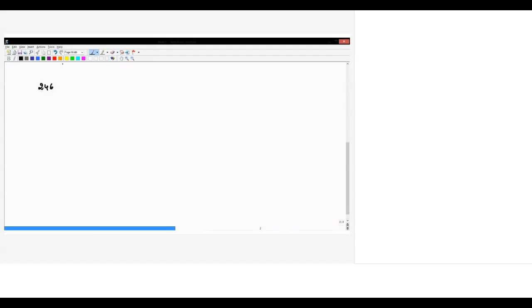246. Is it divisible by 2? Yes. The last digit is divisible by 2, therefore you can say it is divisible by 2.